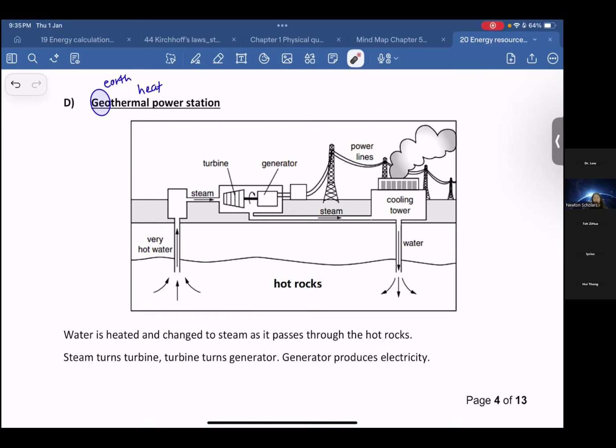So there are many methods; at the end, it is how we turn the generator, that's all. Using what method to turn it. This one is using the heat energy from our earth. Okay, until here, is that clear? Last, page 5.